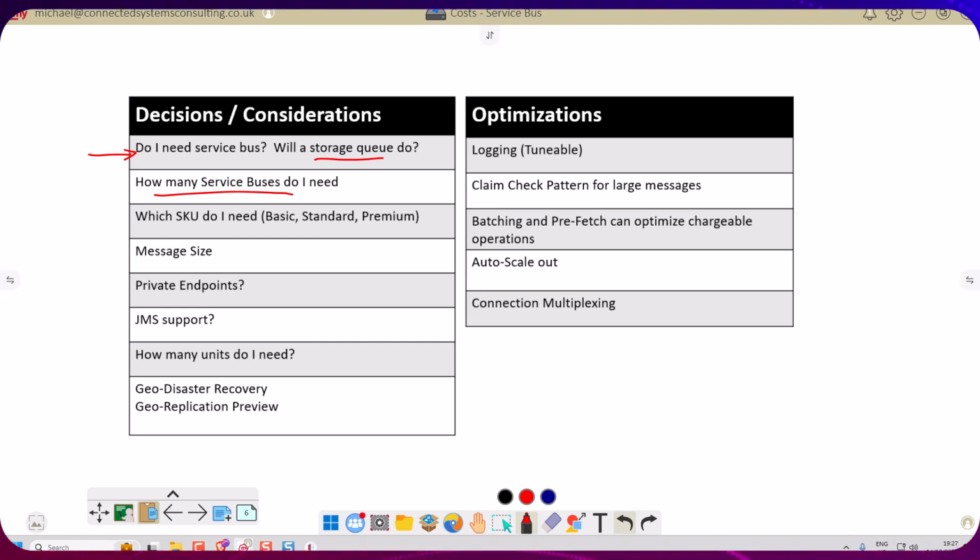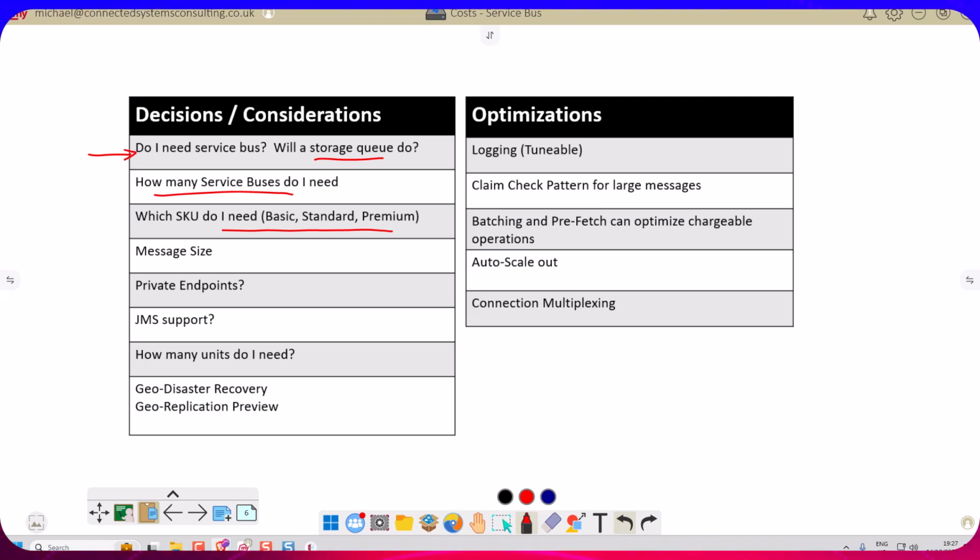Now, probably the biggest decision you're going to make with Service Bus is which SKU do you need. So we've got these choices for basic, standard, and premium. And there's actually quite a bit of thinking needs to go into this about which one you would actually choose. So, if we think about, which SKU do I want?